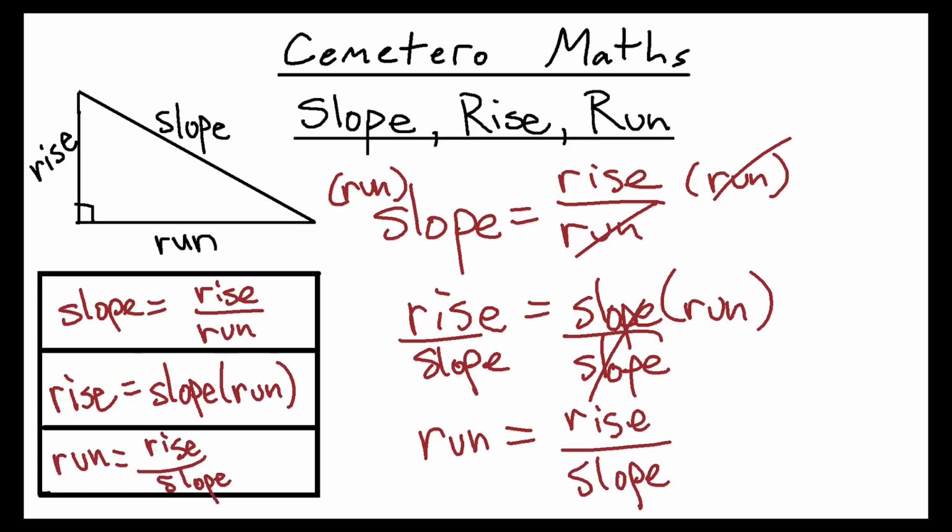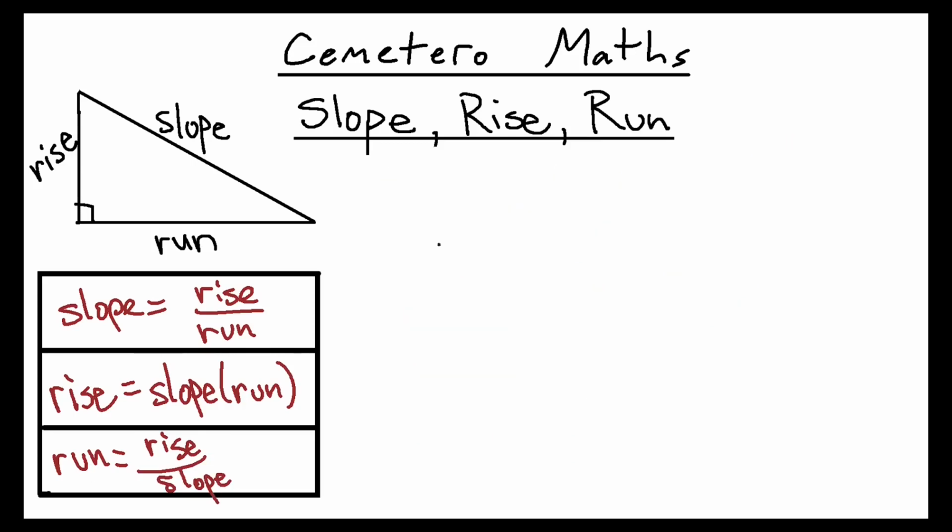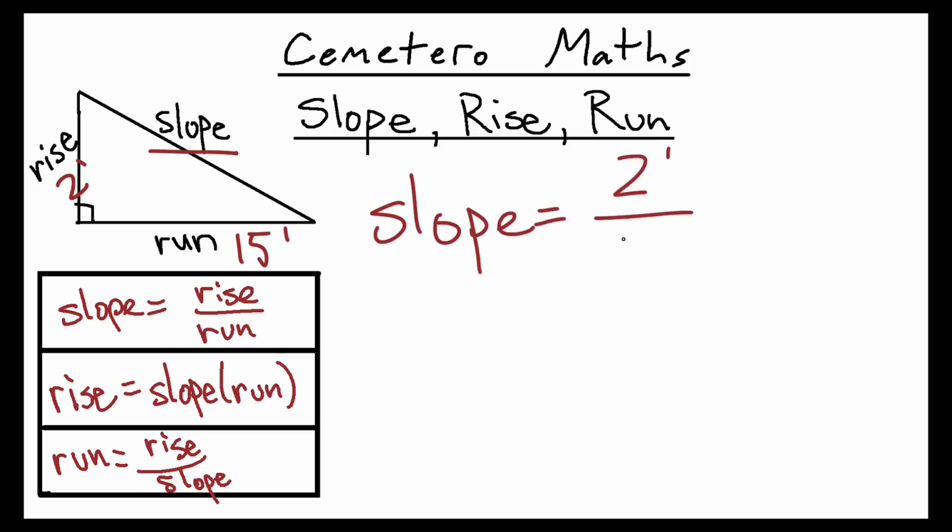And with these three equations, you can figure out what the slope, rise, or run is if you know the other two variables. So let's say we want to solve for the slope, and we have a run of 15 feet and a rise of, let's say, 2 feet. What is the slope? Our equation says that the slope is equal to the rise, which is 2 feet, over the run, which is 15 feet.